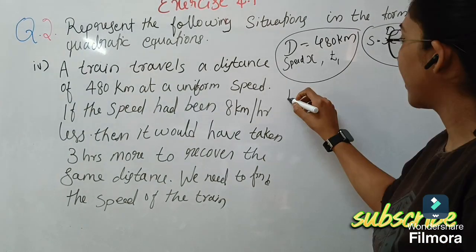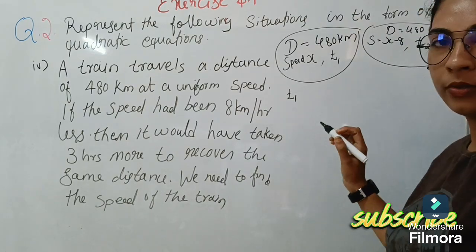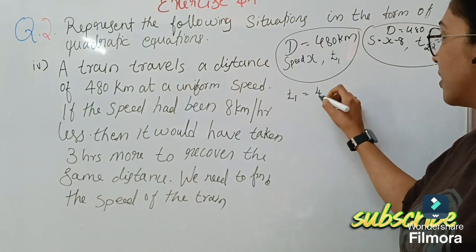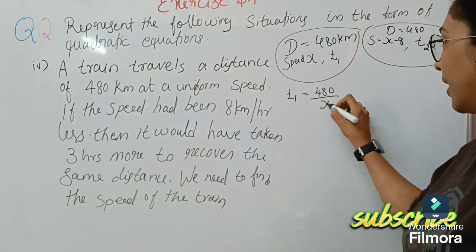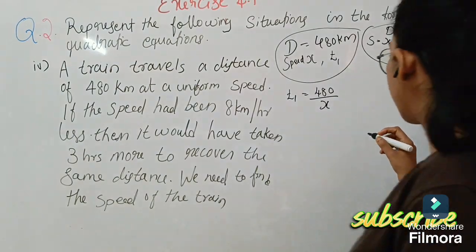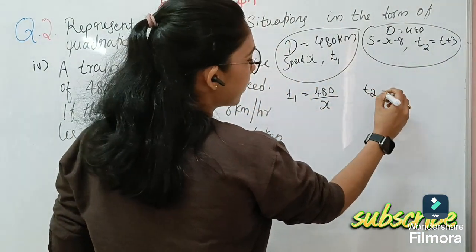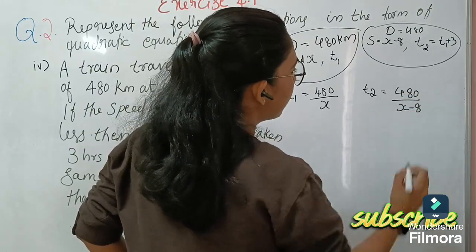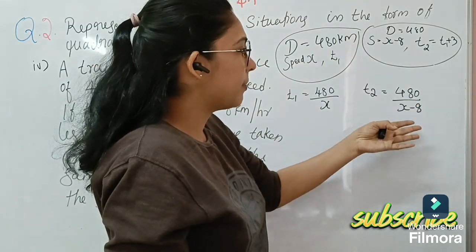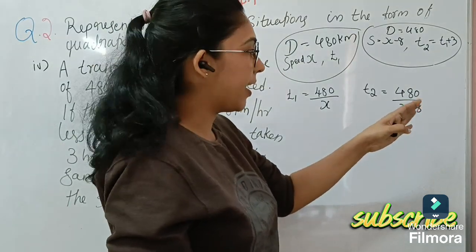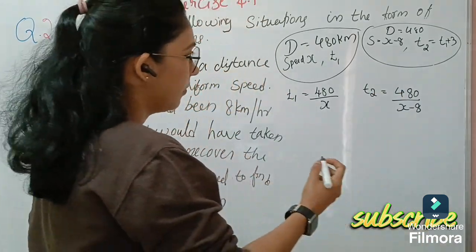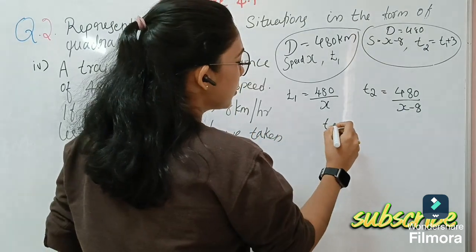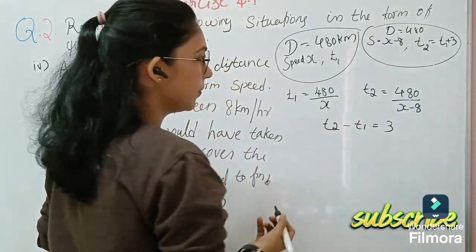Now we have to find the expression for time. That is t1 is equal to, for the first case, distance 480 divided by x. And for the second condition, t2 is equal to 480 divided by x minus 8. Distance is the same and the speed is 8 km less than the previous case, and the difference in time should be 3. So t2 minus t1 is equal to 3.